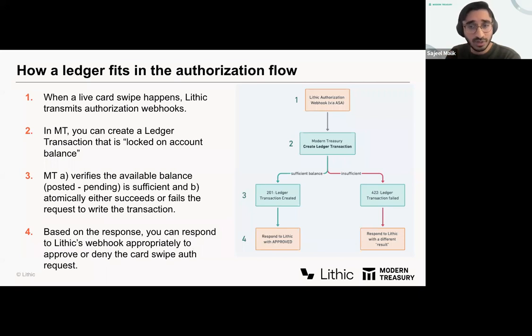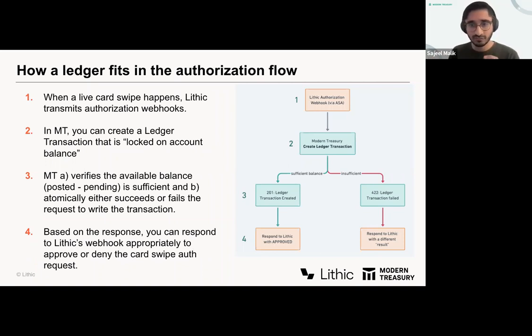And in Modern Treasury, the method by which we do that is actually quite unique. We attempt to create a $5 transaction on Ali's ledger account that is, quote unquote, locked on account balance. This means that in the API call to create a transaction, and all this is happening in real time immediately from the receipt of that real-time webhook, we can include a conditional statement saying, write this transaction if and only if the available balance in Ali's account does not drop below zero as a result of this $5 coffee purchase.